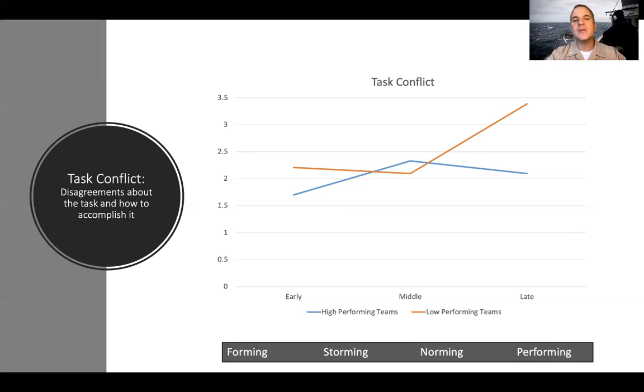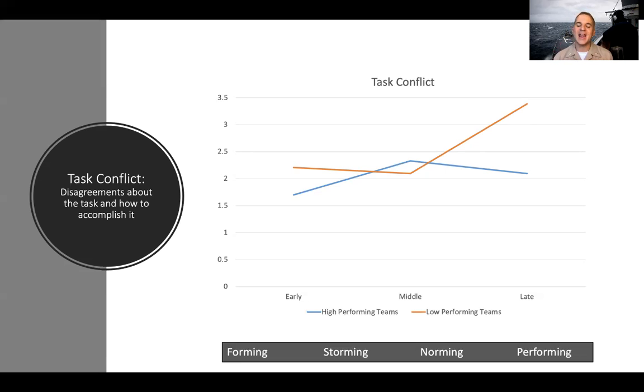And so this really maps to this developmental process of forming, storming, norming, and performing. And this idea that there's this storming phase where we have increased task conflict. Remember, this is conflict about what the task is and how we're going to accomplish it. What are the best ideas? And then we have this norming and performing phase where we come to an idea and then we go ahead and execute it.